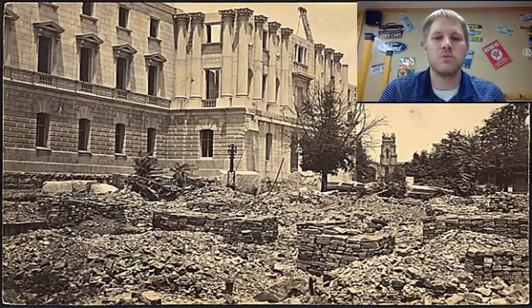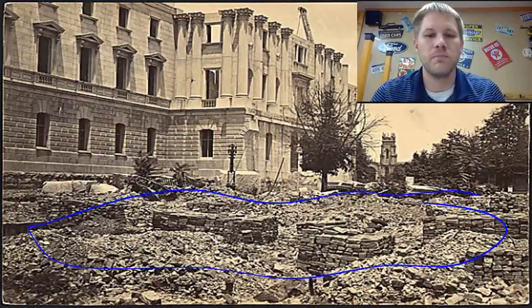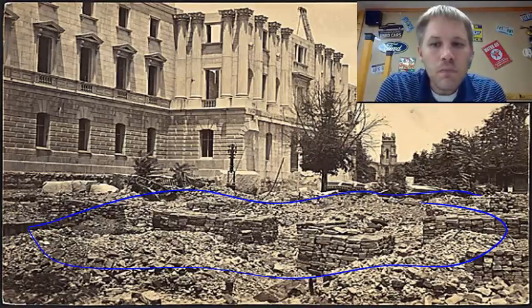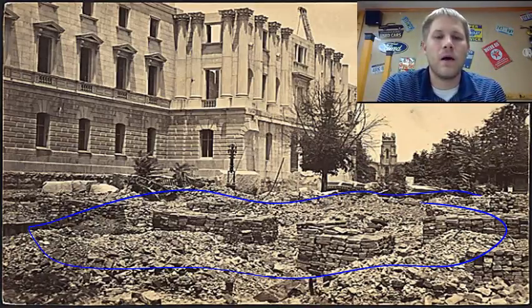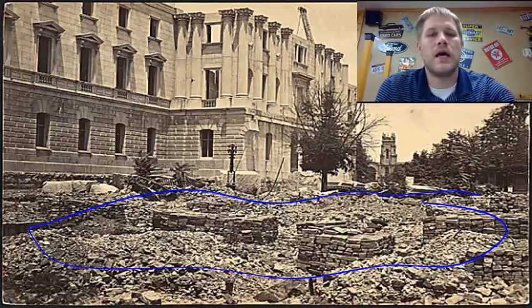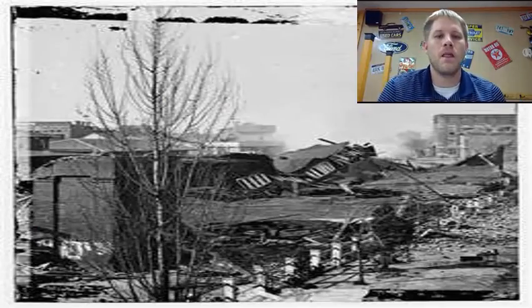This is an actual picture from Columbia. Hopefully you notice all the rubble on the ground here. That's from buildings being completely destroyed, and that kind of thing, as they came through the cities. So that's another picture that shows you what Sherman and his guys did as they came through.